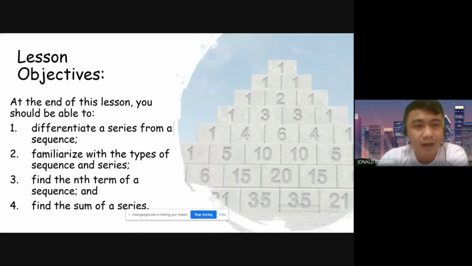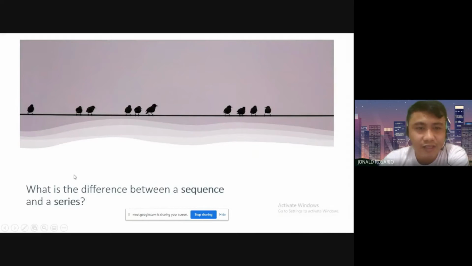So mapag-aaralan natin kung paano kumuha ng mga nth term. Okay, and then number 4, find the sum of a series. Dito sa ating background, may mga patterns tayo dyan because we are talking about patterns pagka ang lesson natin about sequence or series. Okay, so what is the difference between a sequence and a series?